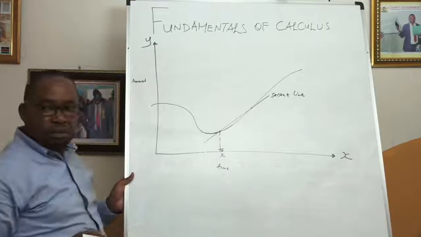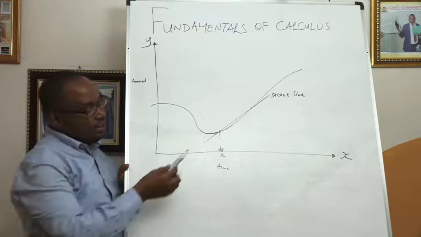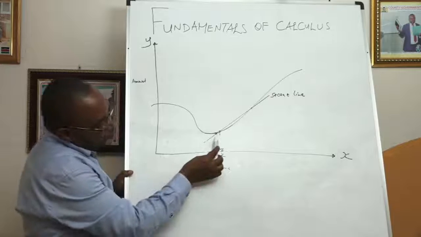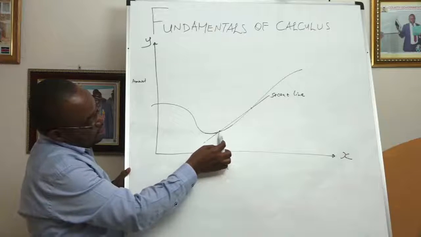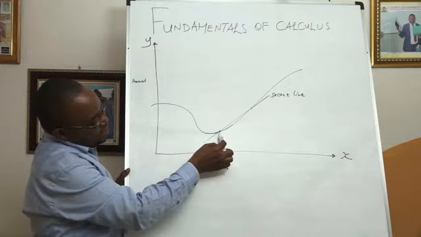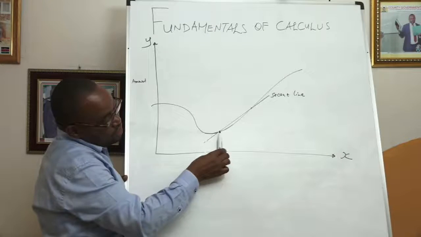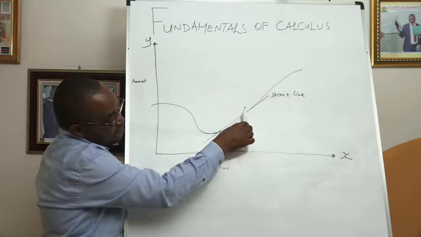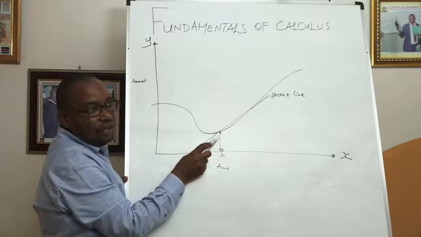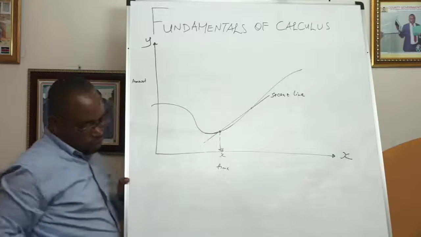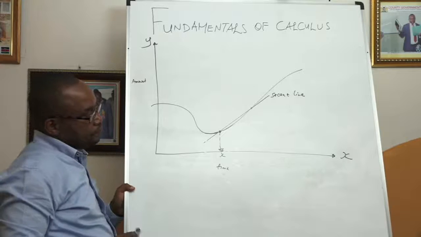I can determine the gradient of the secant line, which will be equal to the gradient of that line. But we know it's not equal to the gradient at the point, because I've taken two points that are far away from each other, whereas I want the gradient at this particular point. Therefore, how do we determine that?